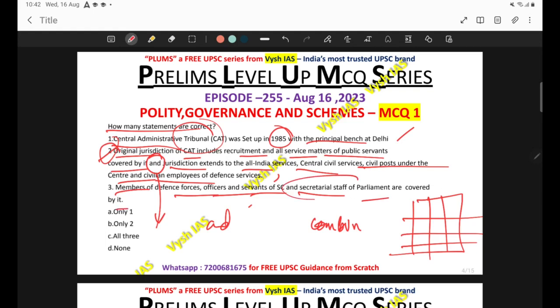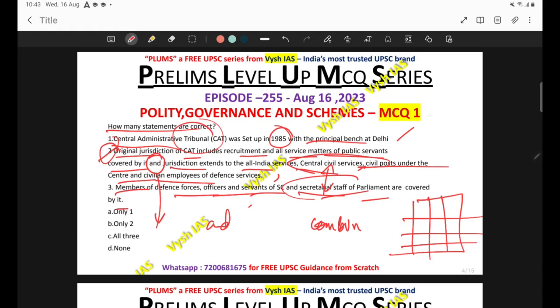See here, it is a logical kind of statement. Secretarial staff of Parliament, is it that powerful to be covered in Central Administrative Tribunal? No. If it covers Central Civil Service, then it is that powerful. So in an administrative setup which is covering the service conditions of central civil services, there is only less chance that such an important, powerful body will be covering something related to secretarial staff, because it is like inferior, or I would not say inferior, but it is below the civil service only. I hope you are getting the point.